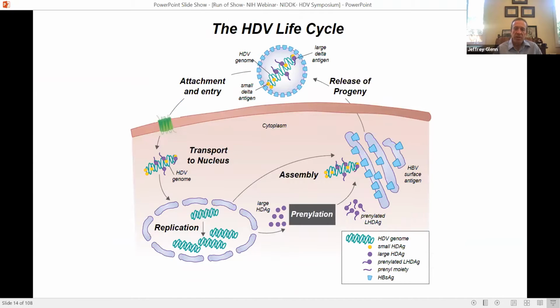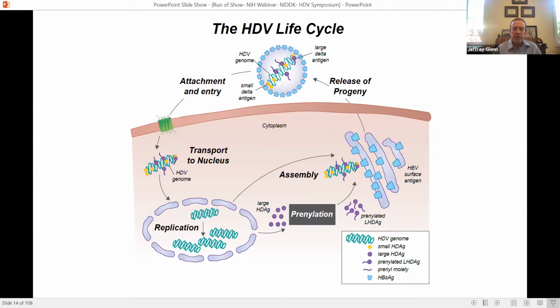So this is an overview of the Delta life cycle, highlighting the fact that there's an initial attachment and entry event. Then after uncoating, there's transport of the nucleocapsid to the nucleus where replication occurs. And newly replicated genomes then exit the nucleus, associate with delta antigen protein, which undergoes a specific modification we'll speak to in a moment. These then acquire surface antigen at the level of the endoplasmic reticulum, where the virus buds into and exits through the host secretory pathway.